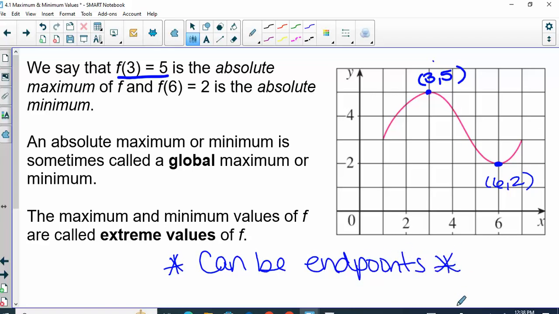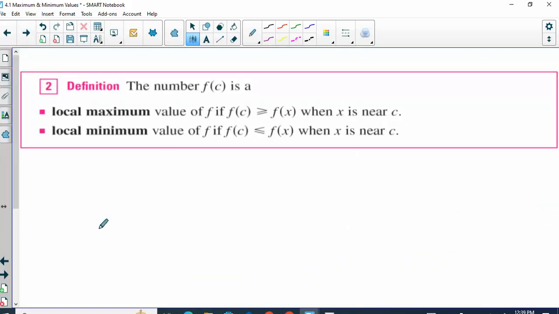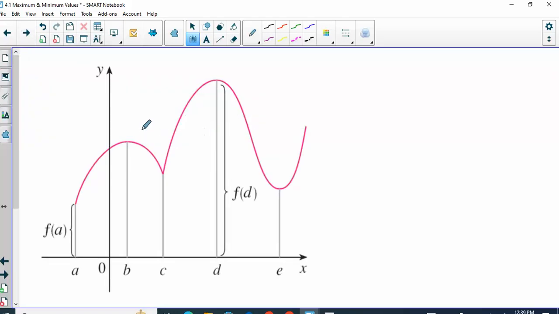So if I'm asking you to find the maximum on the entire graph, we're not just looking at the center of the graph, we have to look at the ends as well. Then we have local maxes and mins. Local maxes and mins don't have to be the highest or lowest on the entire graph. They just have to be higher or lower than the surrounding points. So if I look at this particular graph, is this the highest on the entire graph? No, but it's higher than the points on either side of it. So that is called a local max.